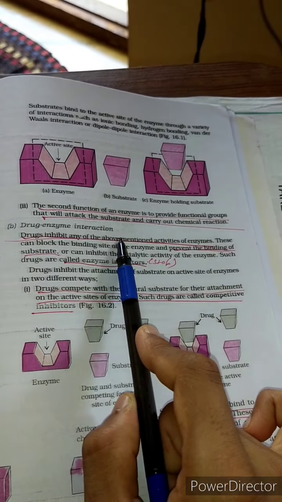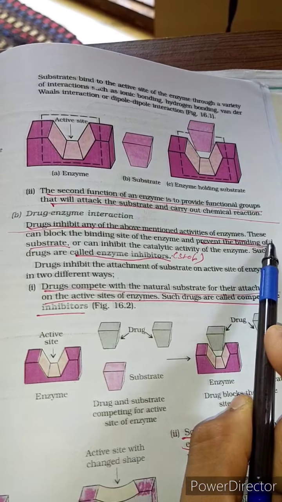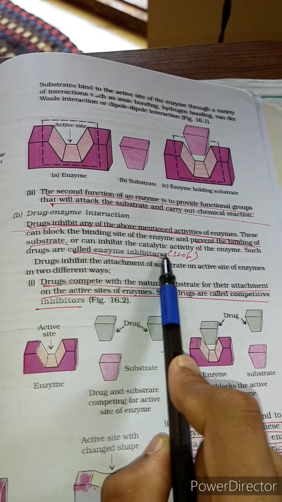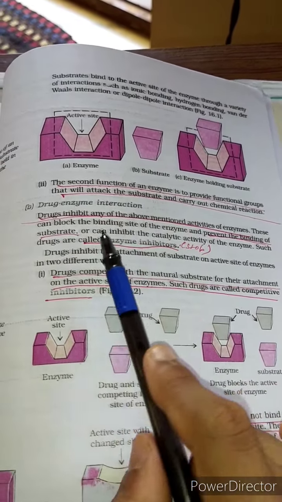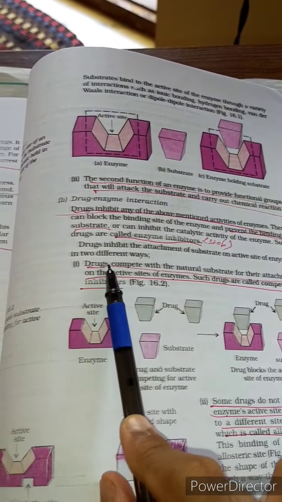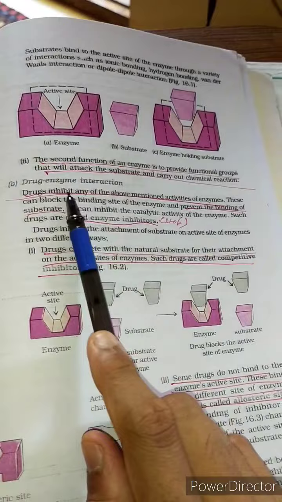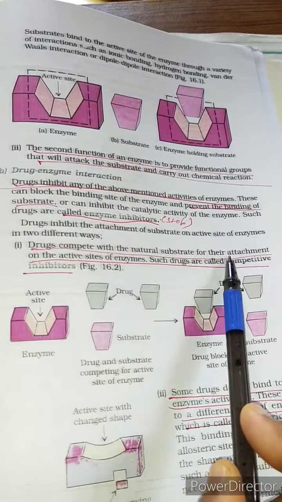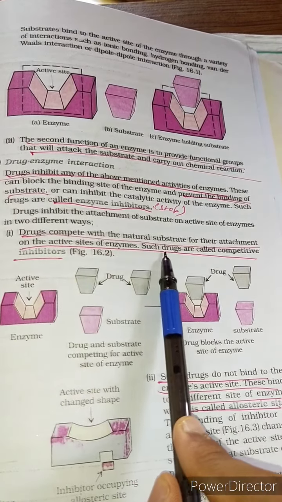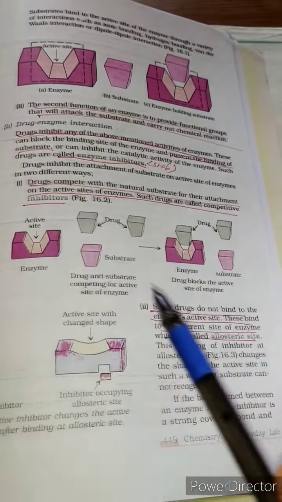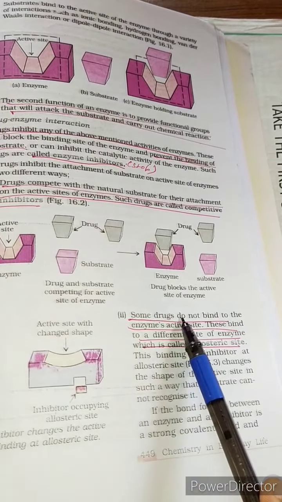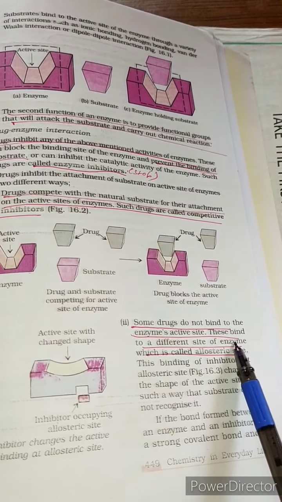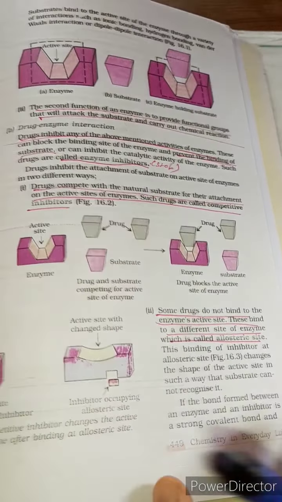Drugs inhibit any of the above mentioned activities of the enzyme and prevent the binding of substrate, and they are called substrate inhibitors. Let's learn some points about drug enzyme interaction. The first point is that drugs compete with the natural substrate for attachment on the active sites of the enzyme. Such drugs are called competitive inhibitors. The second point is that some drugs do not bind to the enzyme's active site, and bind to different sites of the enzyme which are known as allosteric sites.